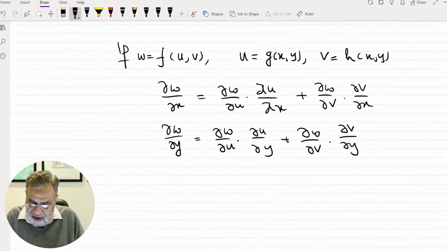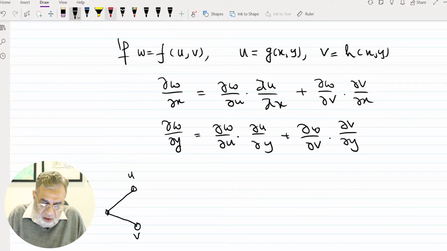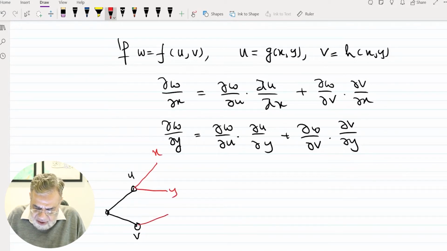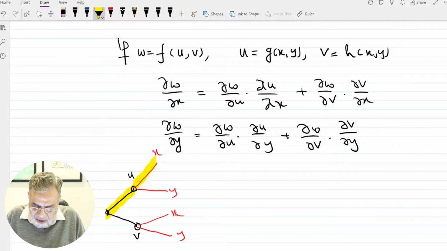I can show this in a graphical form. This is my w, and my w is a function of u and v. This is my u, and this is my v. Now my u is a function of x, and my u is a function of y. Also v is a function of x, and v is a function of y. Now when I want to find partial w by partial x, my path will be from w to u and from u to x, one path. The second path will be w to v, and from v to x.